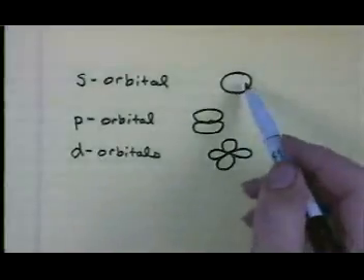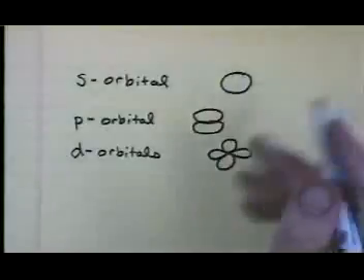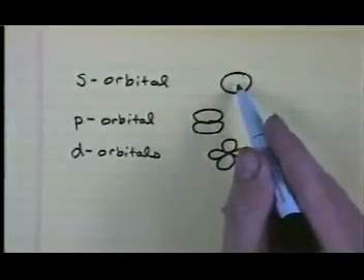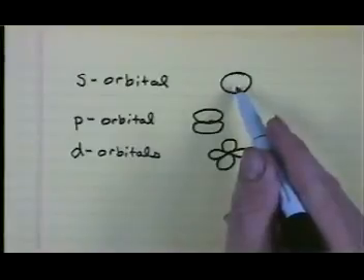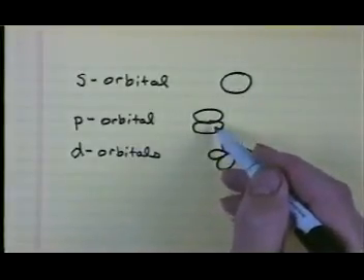One thing that's important for you to realize is that this is one s orbital, and each orbital, no matter what it is, can accommodate only 2 electrons. So this one s orbital here, there's room for 2 electrons at most.